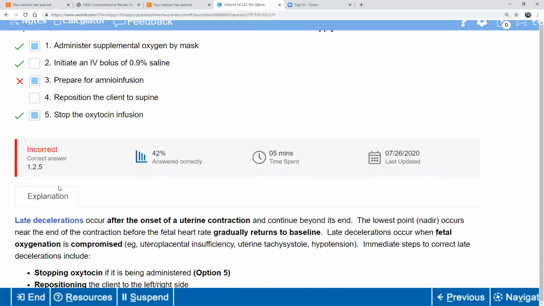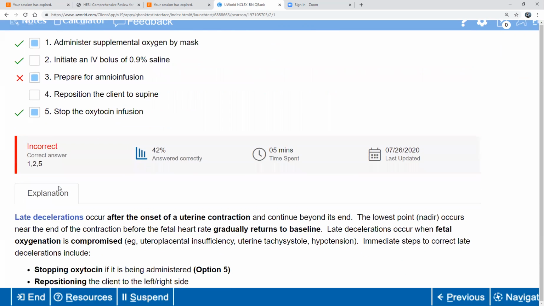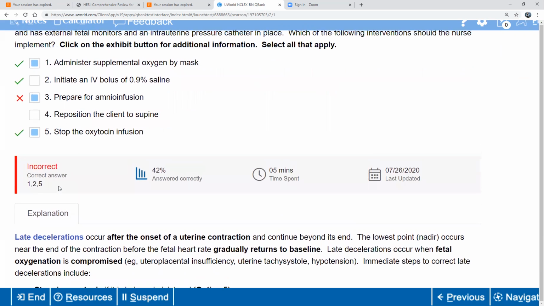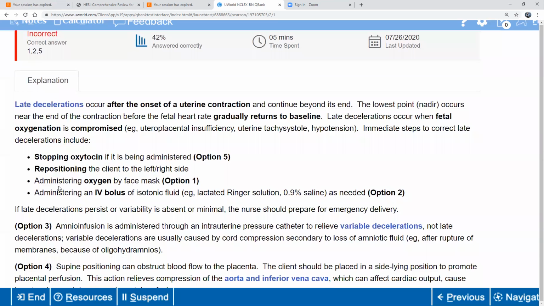Okay. Well, 2 is an answer. So let's see why. Well, I didn't know why, but we'll find out. But number 3, I knew it wasn't 3. If you suspect that there's not enough amniotic fluid. Okay, let's see why the IV though, because we were in limbo between the two. Okay. What is the rationale for 2? Because let's see.